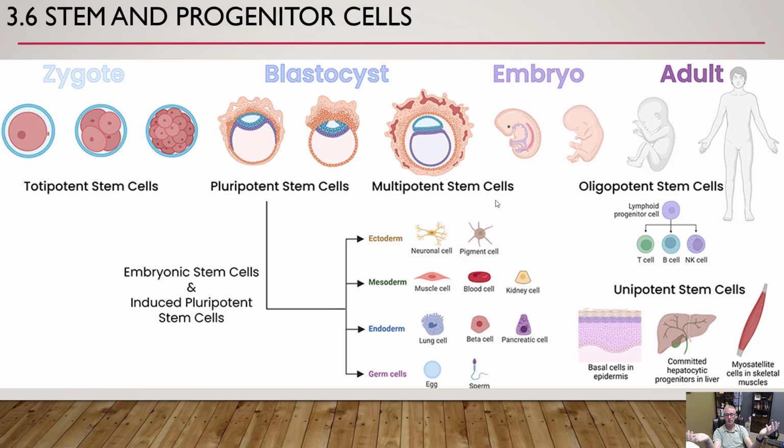This is where stem cells come into play. Stem cells are cells that retain the ability to divide repeatedly without specializing. Think of stem cells as like a blank canvas. They're the body's raw materials. This slide really doesn't do stem cells justice.